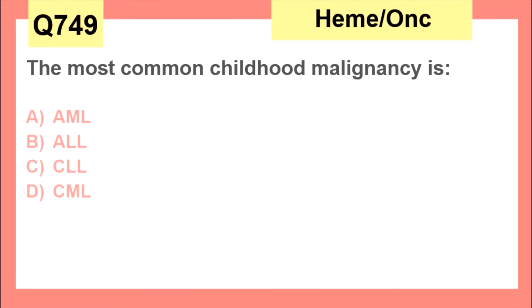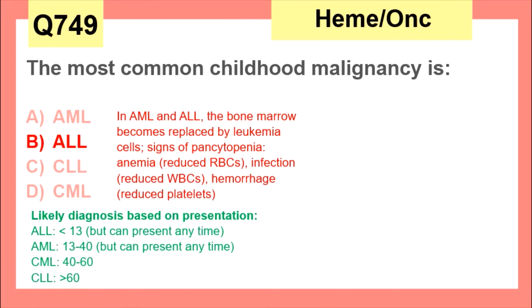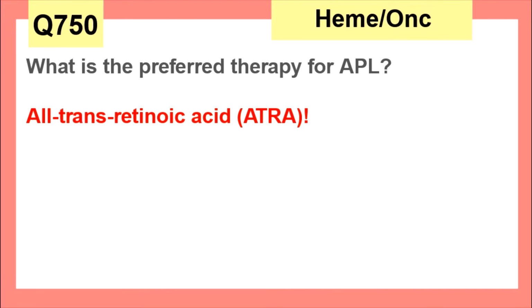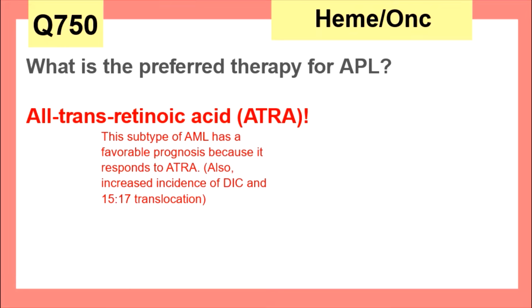The most common childhood malignancy is ALL. Here's a little bit of AML and ALL, and the diagnosis based on presentation. You can take a look at the age over here. ALL shows up in kids, AML in younger to middle-aged adults, CML older, and CLL even older. 750, what's the preferred therapy in APL? I guess we said before, ATRA. Right, you can take a look over here.